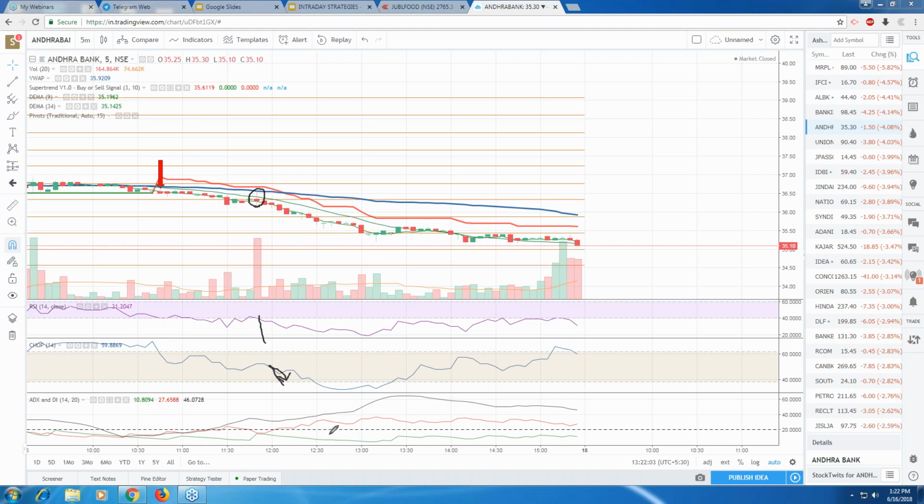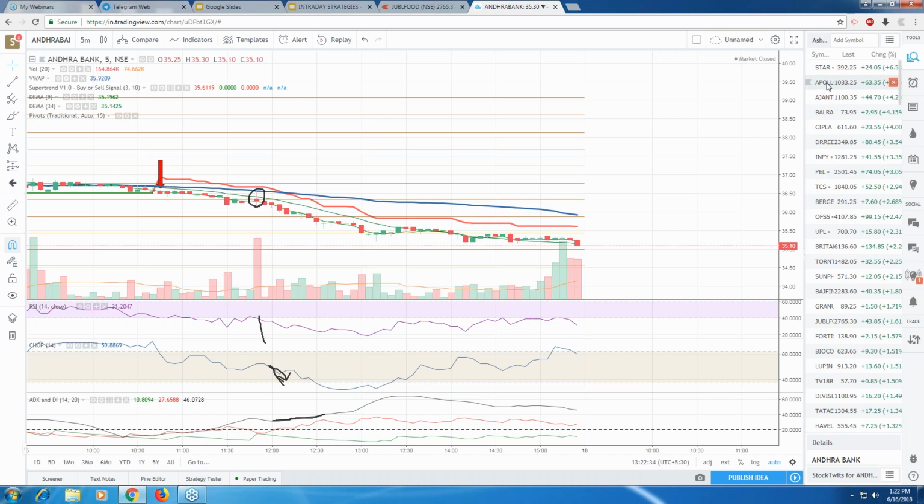And ADX is already very strong, which shows that the stock will definitely come down. This is Andhra Bank. Now let's see what our profits could have been. Here, from 36.30 it has come down to 35.20. It's a penny stock, so you can easily get good money. You can trade either side. Even on a day when Nifty is going down, you will find beautiful trades in the upward direction also.